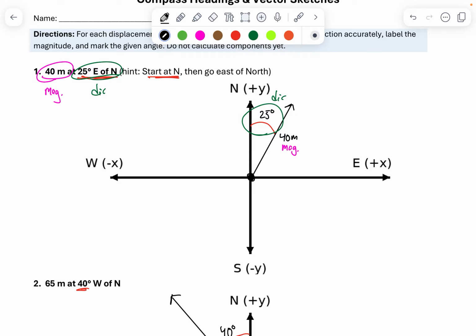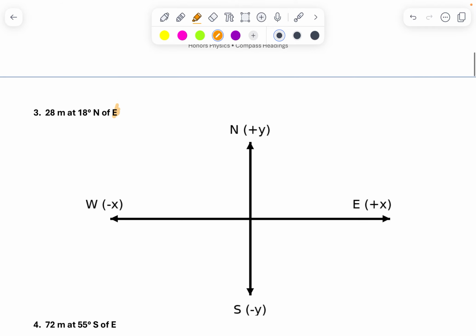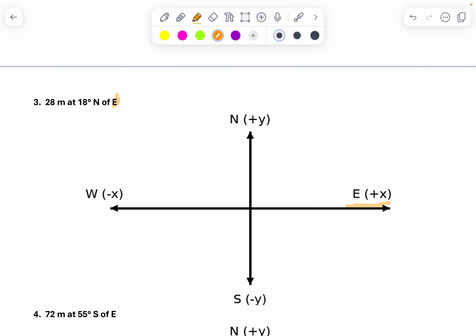And that's it. For the last one you started at north. For this one, you're going to start at east, and then you're going to start going to the north. And that's it. It's that simple.